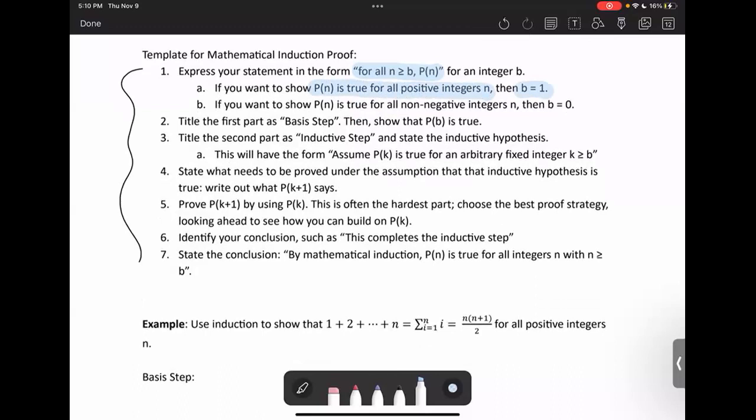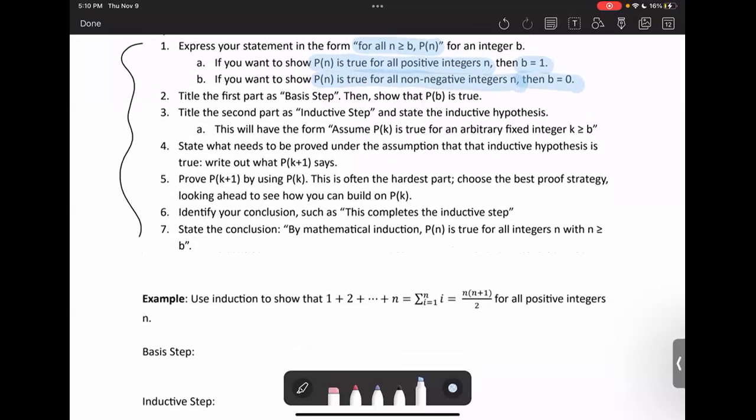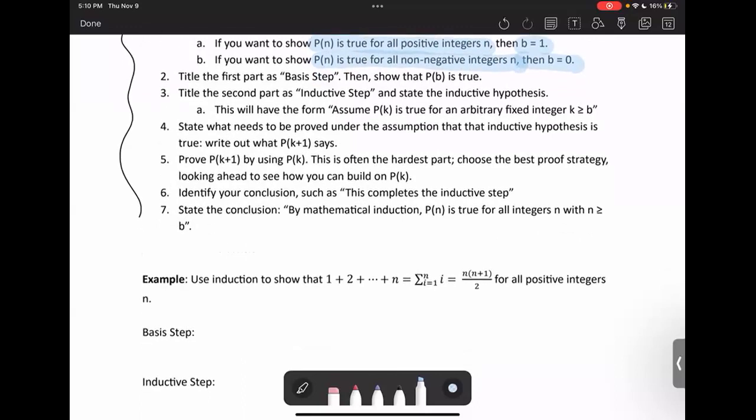If you want to show that P of n is true for all non-negative integers n, then b is 0. If you want to show that it's true for all positive integers greater than 4, then b is 4. When we're making our own conjectures and our own proofs, you may need to look around for some small values of b and test it on certain things, just to see what b should be.